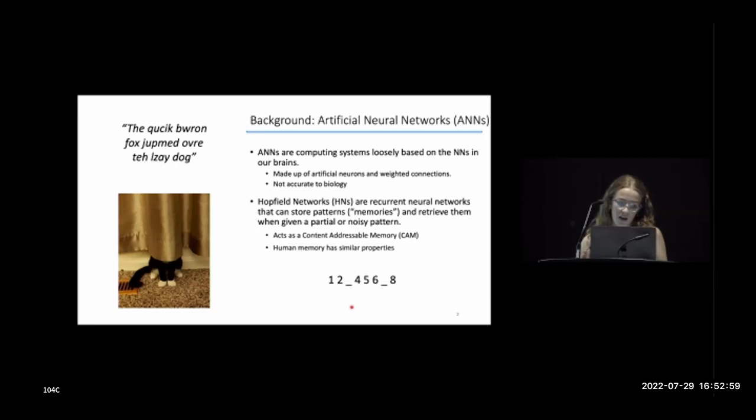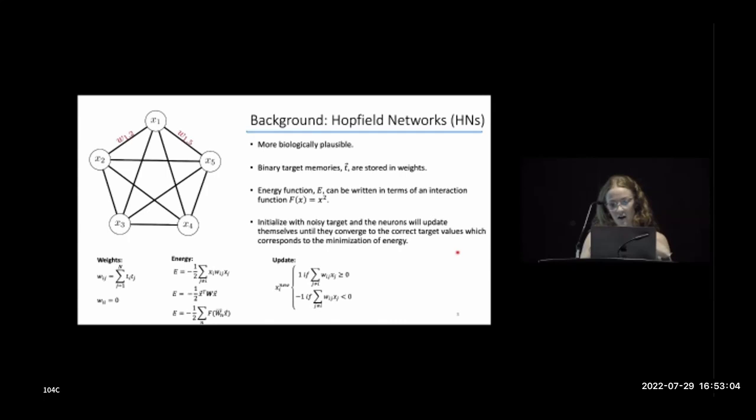So Hopfield networks are more biologically plausible than your typical feedforward ANN, since they are recurrent. So information is passed recurrently rather than in one direction. And all operations that occur within them are local, so they only depend on values that are directly connected to them. So we can think of the binary pattern memories as being stored in the weights of these networks.